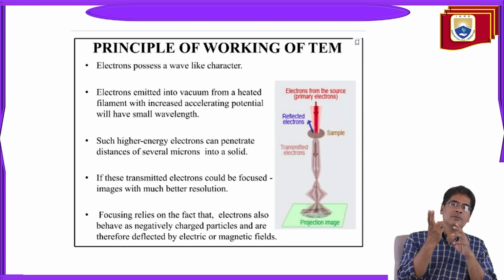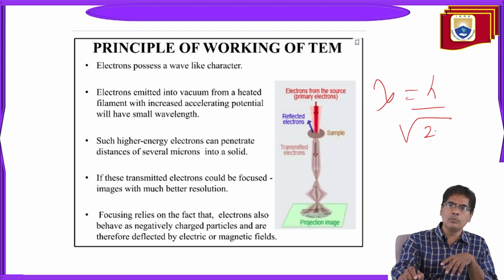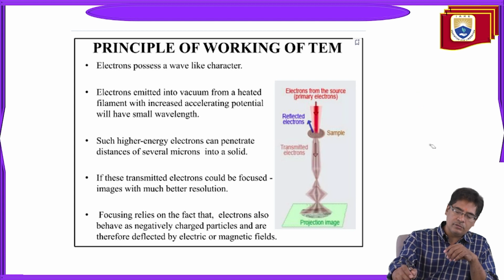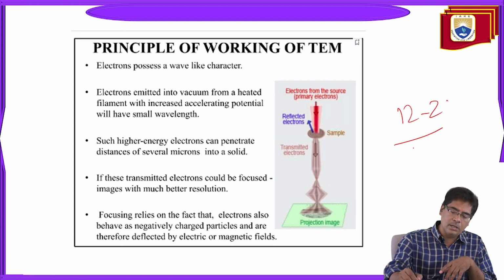With that acceleration potential, we calculate the de Broglie wavelength as lambda equals h by under root 2 m E, where E equals e into V, where e is the charge and V is the accelerating potential for the electron. So it is approximated to around 12.2 by under root of V.